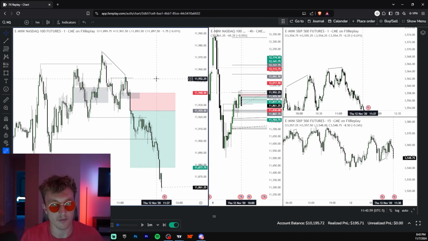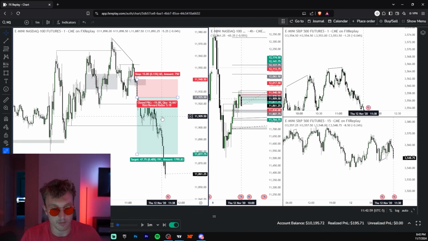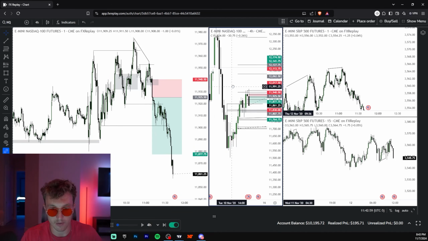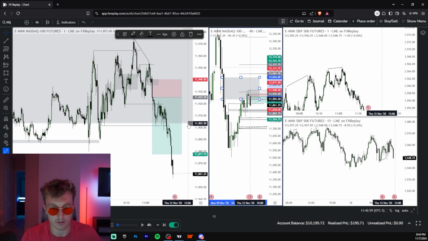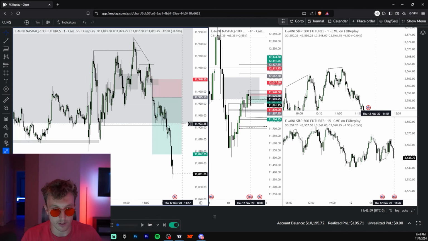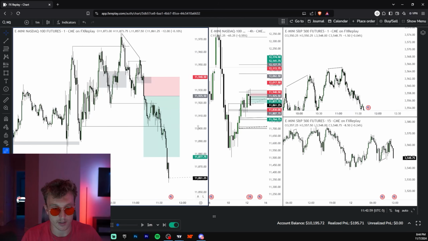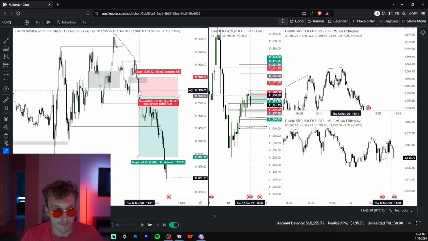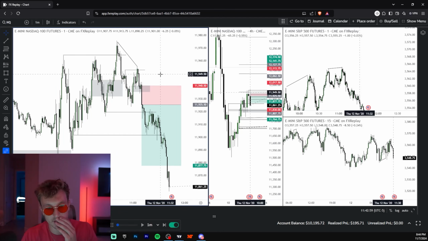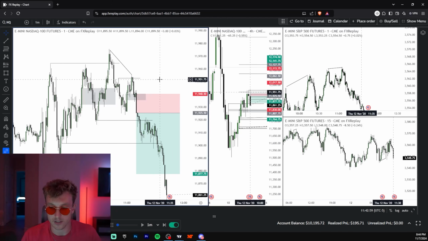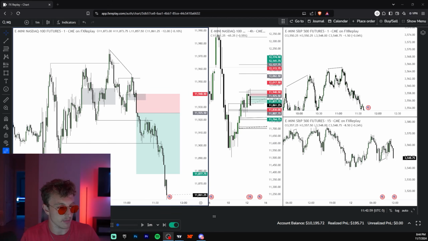So light bulb setup for me. Second light bulb setup of the backtesting session, in my opinion. And we were also inside the 4-hour fair value gap as well. So I really like that one. Really solid break even. And again, it just looked really obvious and light bulb to me. So you kind of see the difference between what a light bulb setup is versus a non-light bulb setup, if that makes sense.